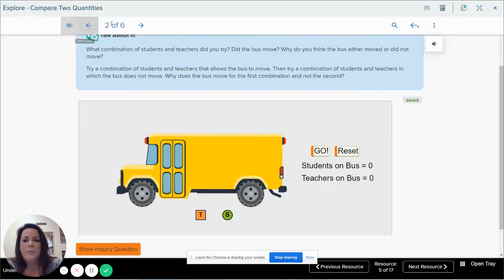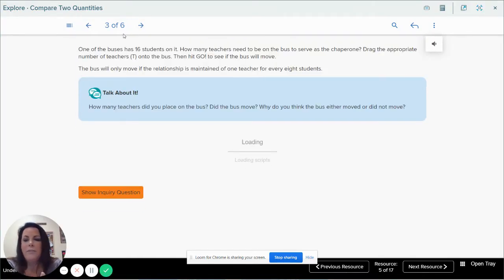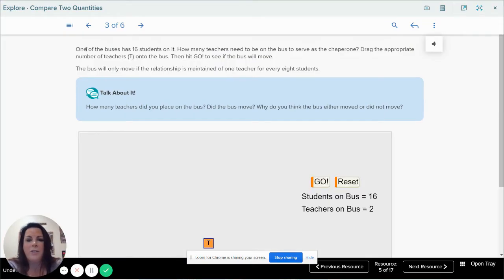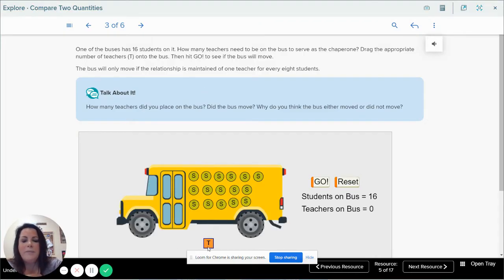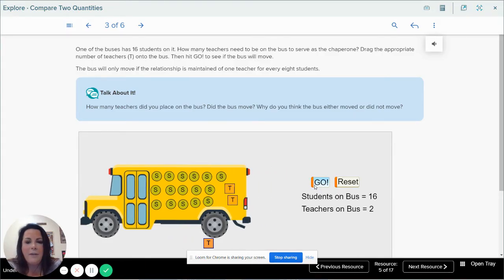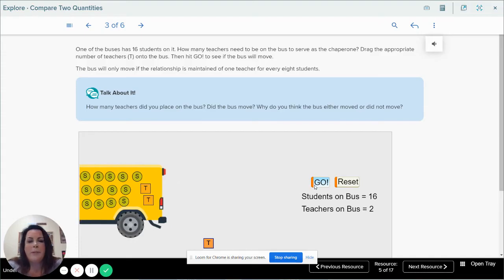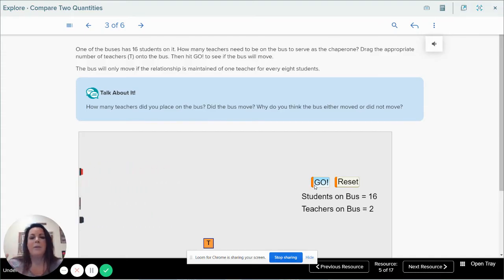Now, what if one of the quantities changes? What if instead of 8 students, we now have 16 students? How many teachers would we need to put on the bus? If I only put one teacher on it, the ratio would only be 1 to 16. If we test that one, nope, doesn't work. So I'm going to try 2 teachers. That one works because we've doubled the amount of students, so we need to double the amount of teachers. 8 times 2 is 16, 2 times 1 is 2. Then that works.